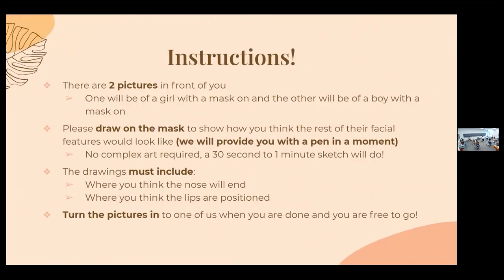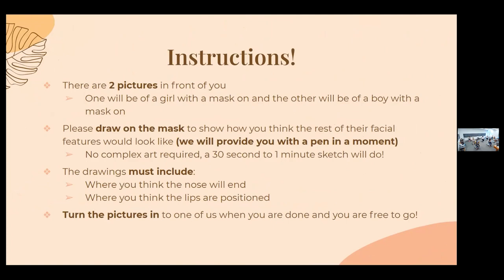So to carry out our experiment, we held an elective in Math Rob's room with 36 participants. The instructions you see here on the board are the exact instructions our participants saw. So we told them that there are two pictures in front of them. One is of a girl with her mask on, and the other is of a boy with his mask on. We asked them to please draw on the mask to show how they think the rest of their facial features would look like. We told them no complex art is required, just a 30-second to 1 minute sketch will do.